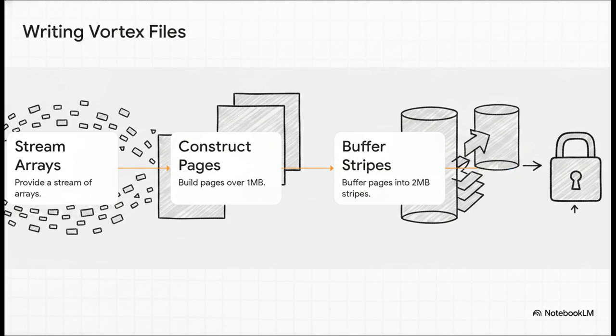Let's move on and see how this builds an actual file. Vortex basically says goodbye to the rigid row groups you'd find in Parquet. Instead, a user provides a stream of arrays. Vortex then constructs pages that exceed 1 megabyte uncompressed. It buffers those pages into 2 megabyte flushed stripes, and then finally caps the whole file with a self-describing footer and a tiny postscript. This chunking strategy provides extreme flexibility, enabling just incredible locality and compression.